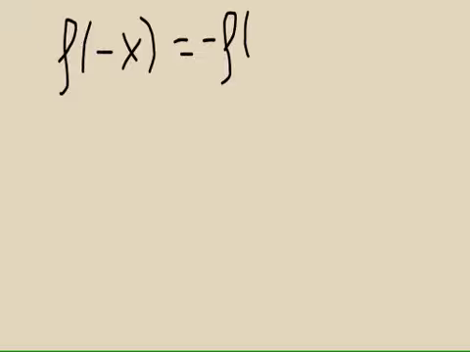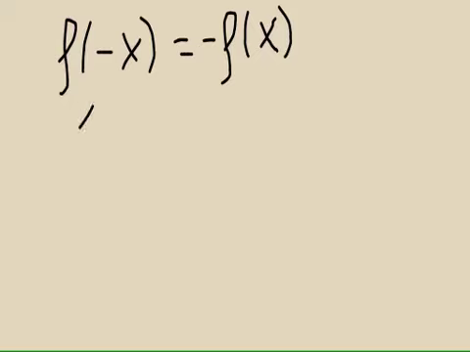Okay, odd functions. An odd function has the property f of negative x equals negative f of x. And what that means is if I'm putting a negative x into the function, the answer I get is the negative of what I would get if I had put the positive x into the function.